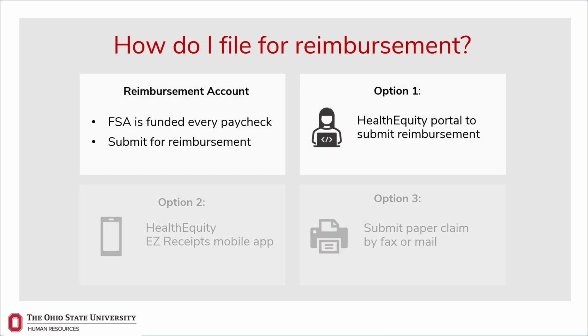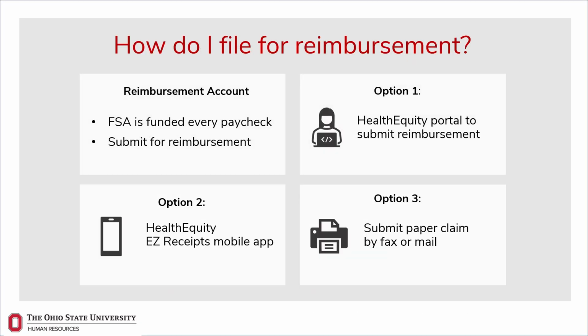The dependent care FSA allows for reimbursement of eligible expenses up to the current balance in your dependent care FSA account. You have multiple options for filing dependent care FSA claims. Claims can be filed online through Workday using the Health Equity Portal, through the Easy Receipts mobile app, or by submitting the Health Equity WageWorks reimbursement claim form via fax or mail. Copies of appropriate receipts must be included regardless of filing method.